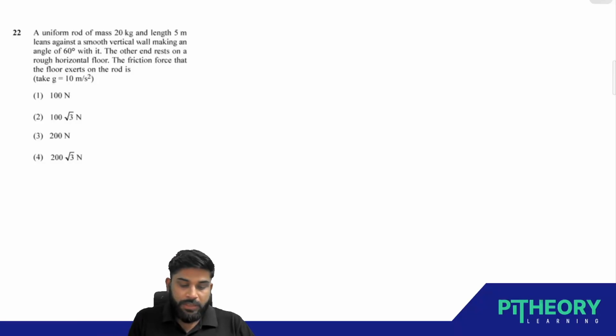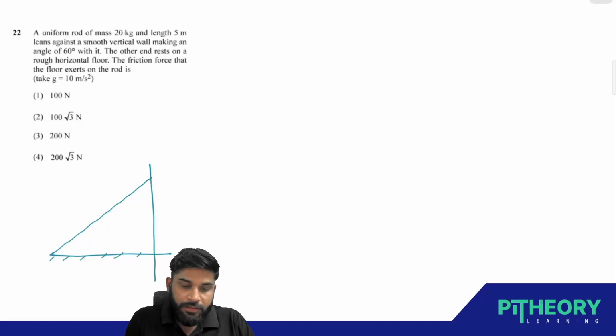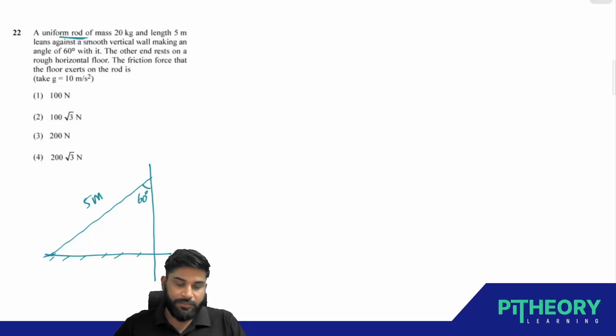Okay. So what do we have here? We have a rough horizontal floor. We have the wall, and we have a leaning uniform rod. I thought it was a ladder. Anyway, we have this rod, which is of length 5 meter. This leans against the wall. It makes an angle of 60 degrees with it. Correct?